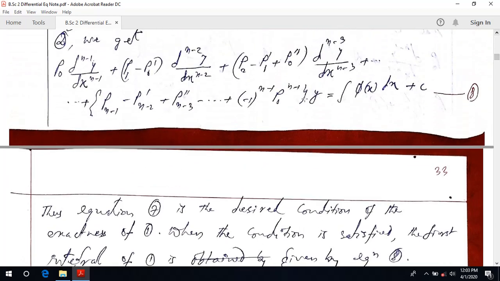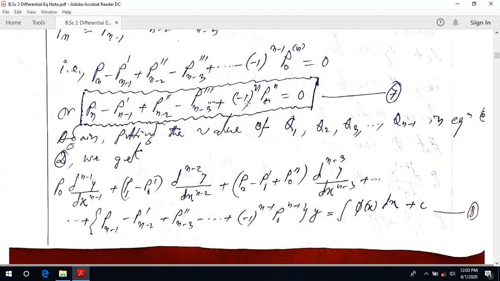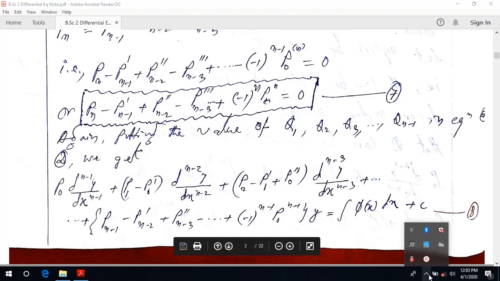Okay, so this is the required condition for the exactness of equation 1, and this is the required solution of the differential equation 1. So in the next video we will discuss some problems related to this.